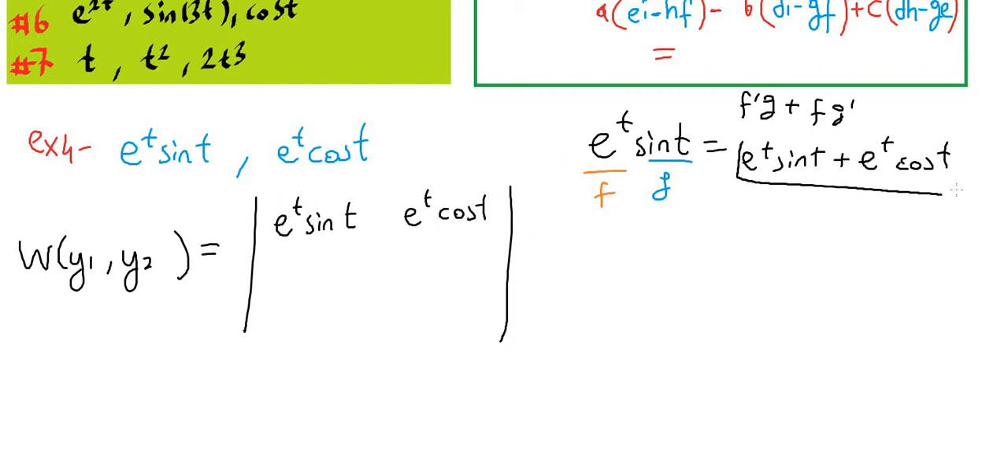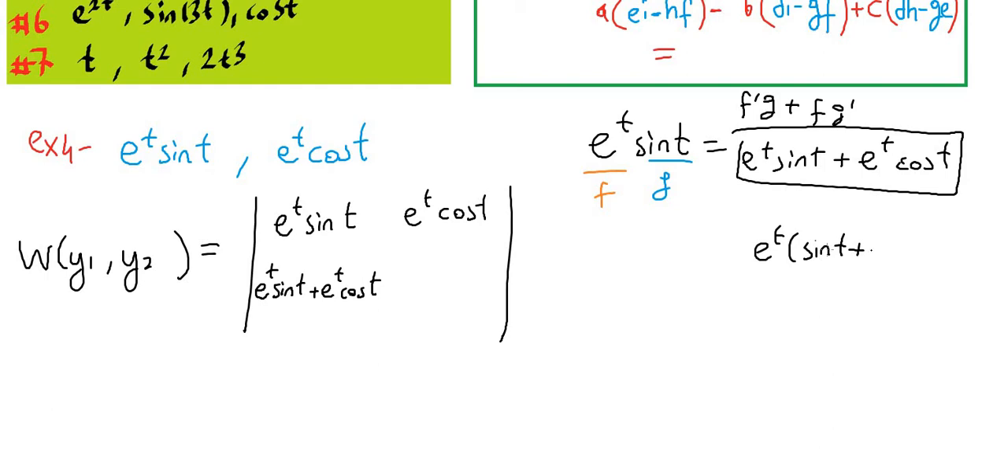So this is our next entry: e to the t sine t plus e to the t cosine t. If you would like, you can factor out e to the t, so you can write that as e to the t times sine t plus cosine t, if that's going to be helpful.